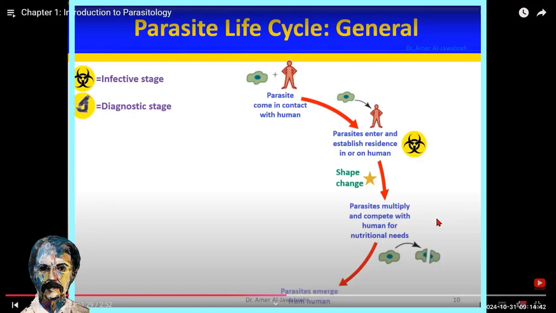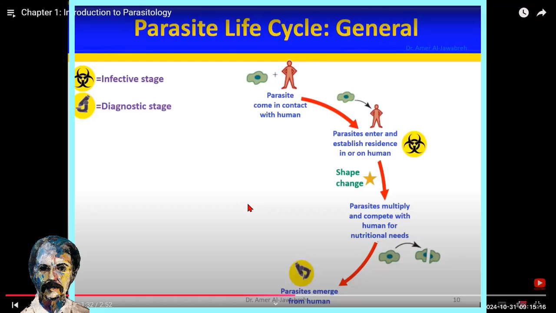Sometimes the parasites decide, for one reason or another, that they want to go outside you. So when they go outside you, they go out through the anus, and they change shape back to the hard shape, which was the cyst at the beginning, and then they go outside you.